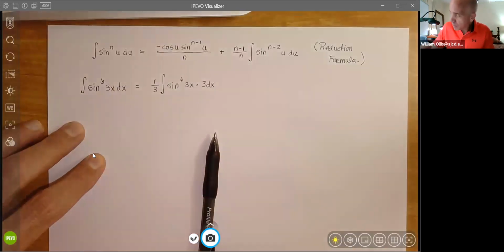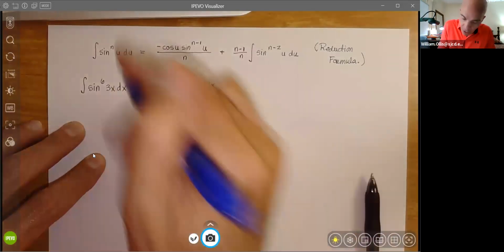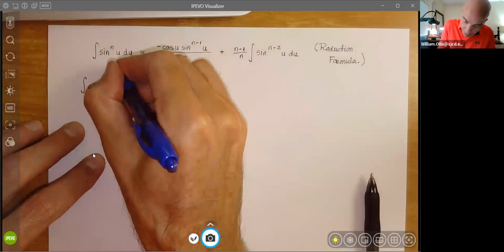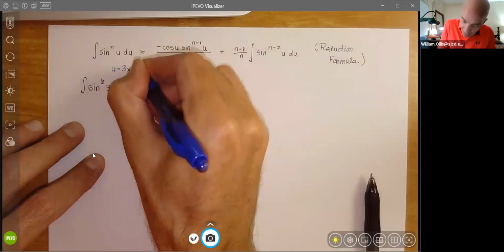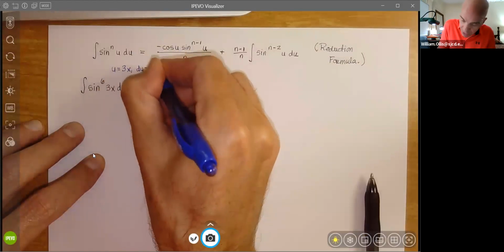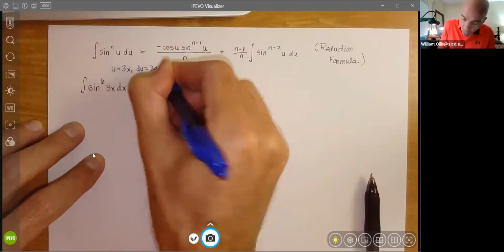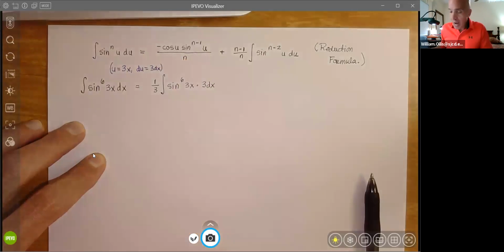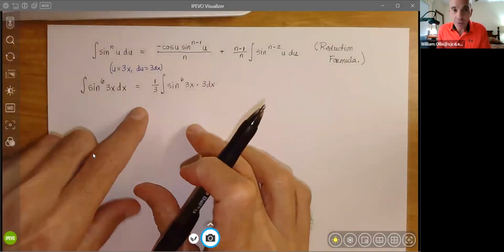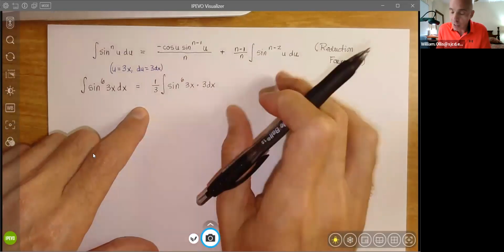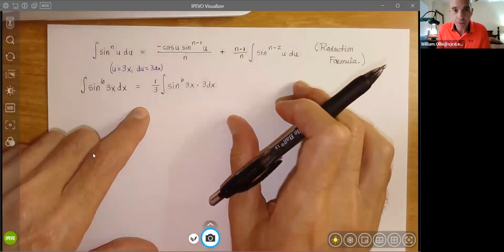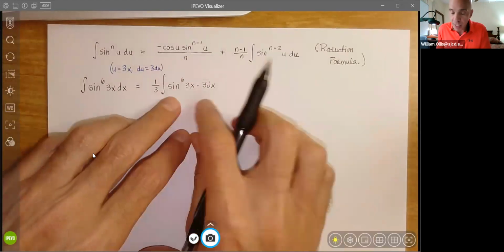Because here, and I'll put this right up above here, we have a u, which is 3x, and du, which is 3 dx. So when we want to use our formulas that we've derived, and this one by integration by parts, which is easy to do, you can look in the lecture notes. These are actually kind of fun to do. We dress it up as this.